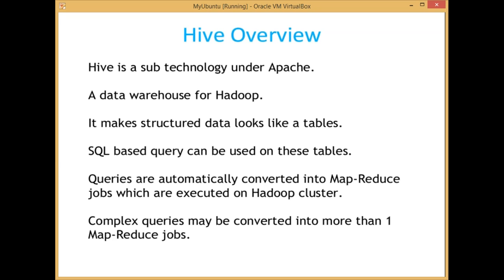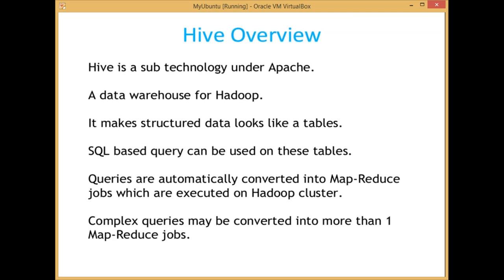So queries are automatically converted into MapReduce jobs which are executed on the Hadoop cluster. This is the core concept of Hive. As a user, you can concentrate on writing the SQL query. But behind the scenes, the SQL query will be converted into a MapReduce job and that MapReduce job will be executed on the Hadoop cluster.